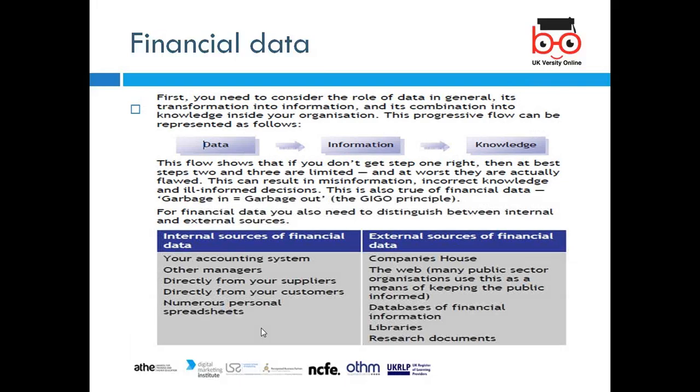So data, information, and knowledge. Internal source of data: your accounting internally within our organization, like a financial management system in place in our organization. Anything we get directly from suppliers, from customers, various spreadsheets or reports which we generate, those provide the data. External source of data: Companies House, which is the website where companies register. They have to publish reports, and we can get a lot of information about the company from Companies House. Databases provide financial libraries and research documents.